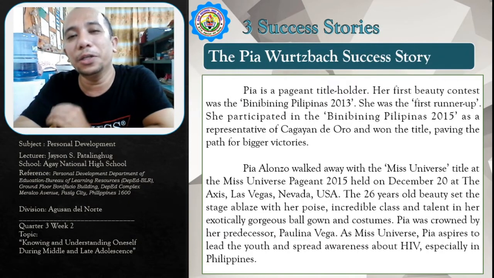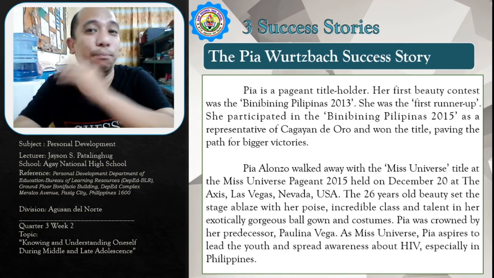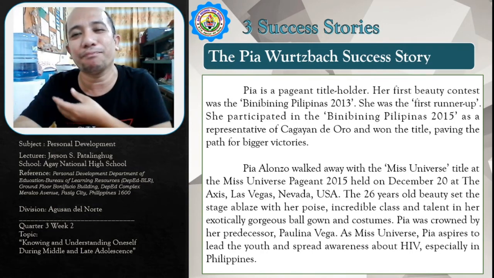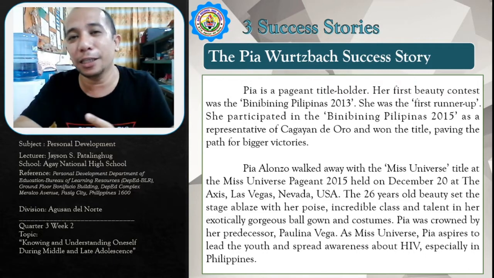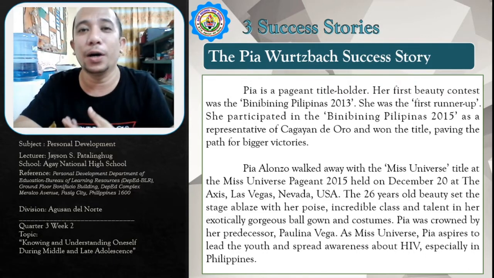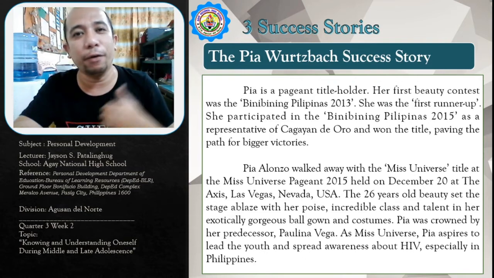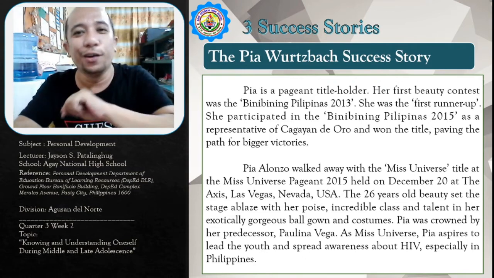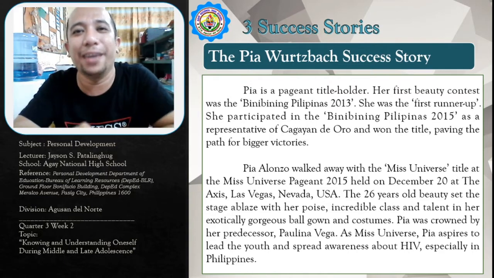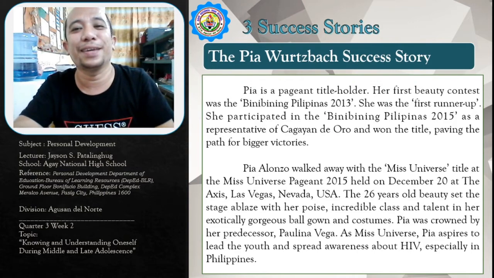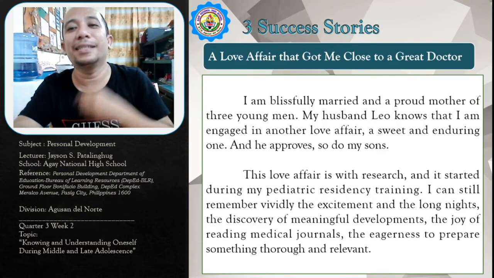Okay, so Pia Wurtzbach's story talks about how important it is to be beautiful and intelligent. She became successful, she became a winner because of her beauty and, of course, brains. It's a very good tandem, a very good example that if you are beautiful, there's a good place for you out there. And if you are intelligent, it should be a better place. Okay, that's how Pia Wurtzbach succeeded in life.